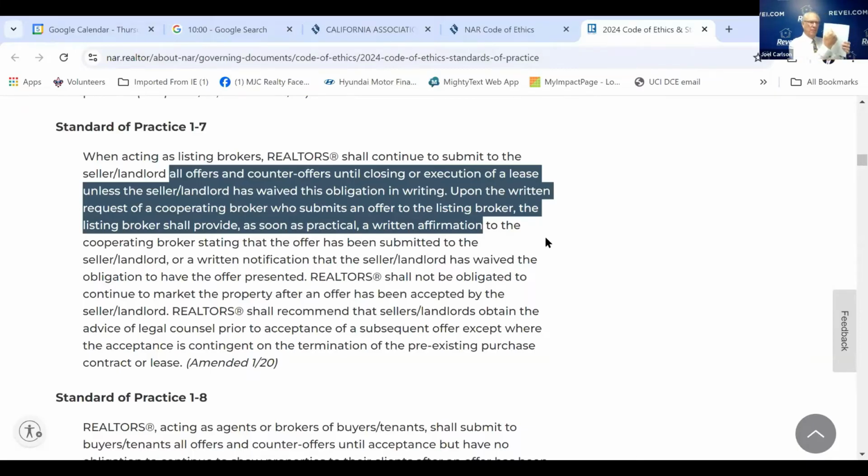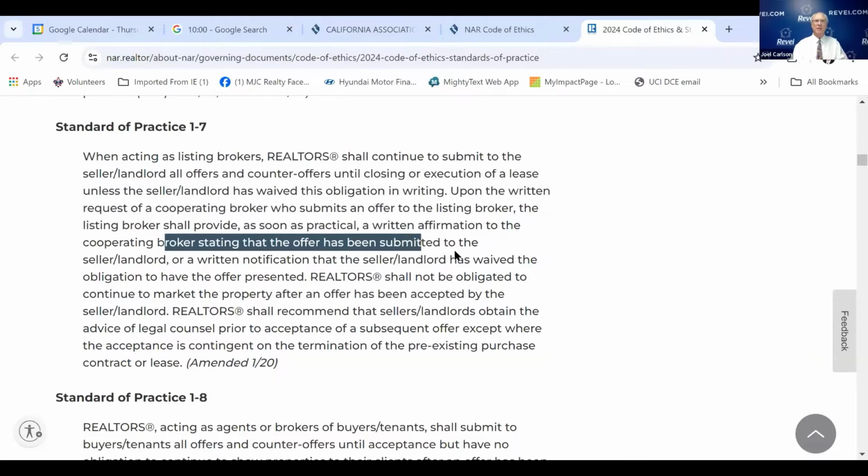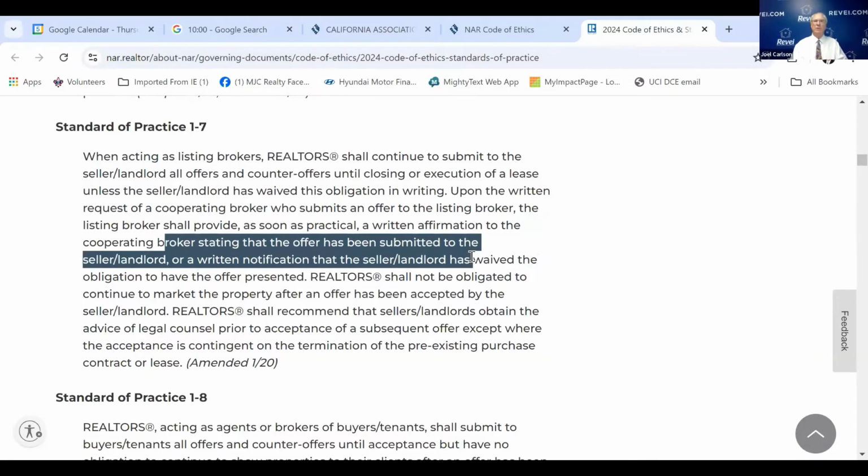Good. Then give me something in writing so that when an offer comes in, by law, I must submit it unless you've told me you don't want to see it. That's the law. It's also your code of ethics. It also talks about in here, shall recommend, and the broker stating that an offer has been submitted to the landlord in written notification that it was presented. You say, whoa, whoa, whoa, what is that?